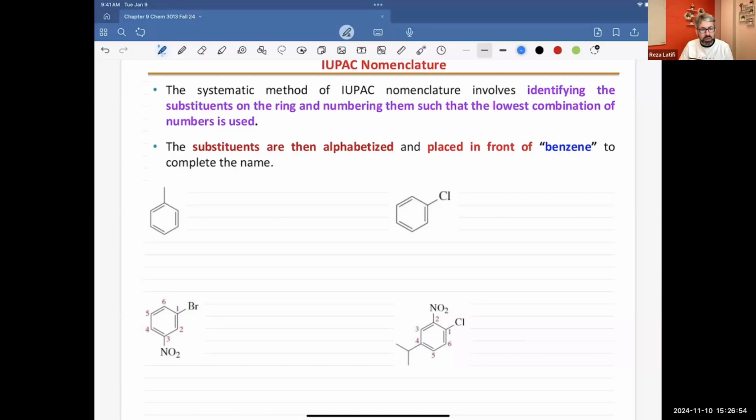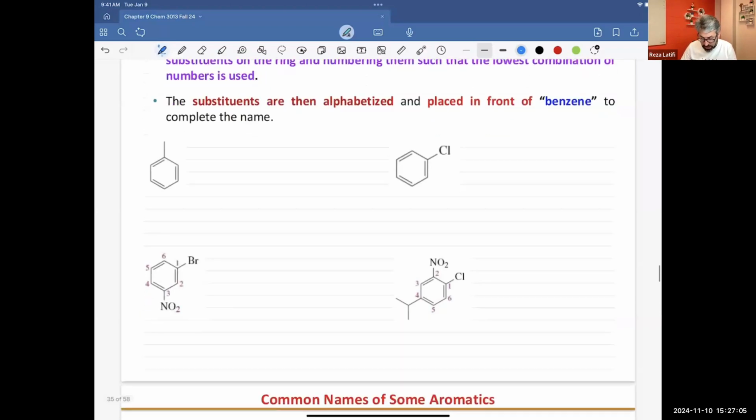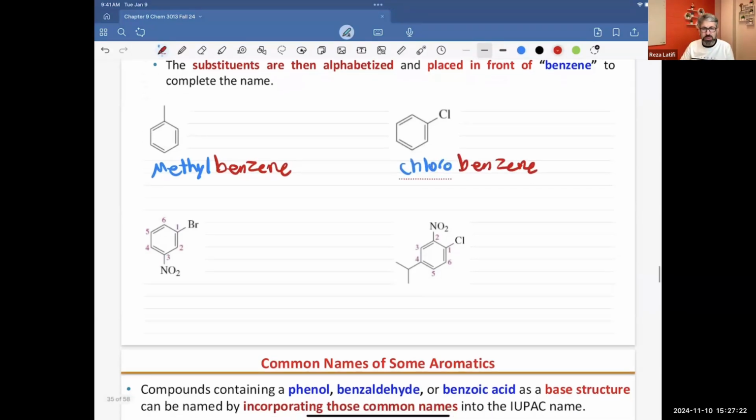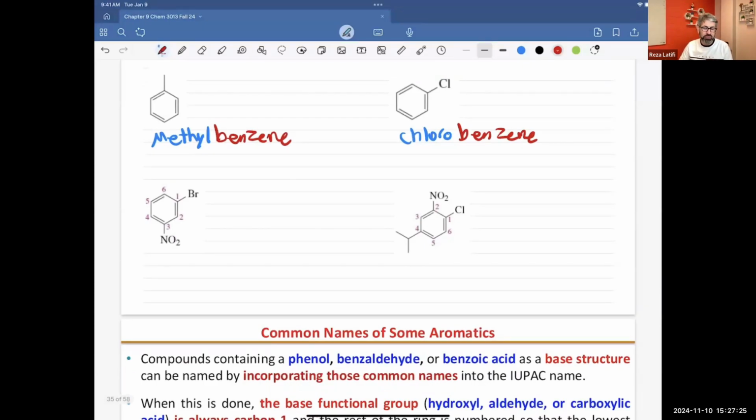You can simply label the substituents, say where each is standing if you have more than one, and then add benzene at the end of the name. So in this case, I have a methyl, so I'm going to say methyl. No need to say where it is, because it's just one: methylbenzene. Next one, it will be chlorobenzene.